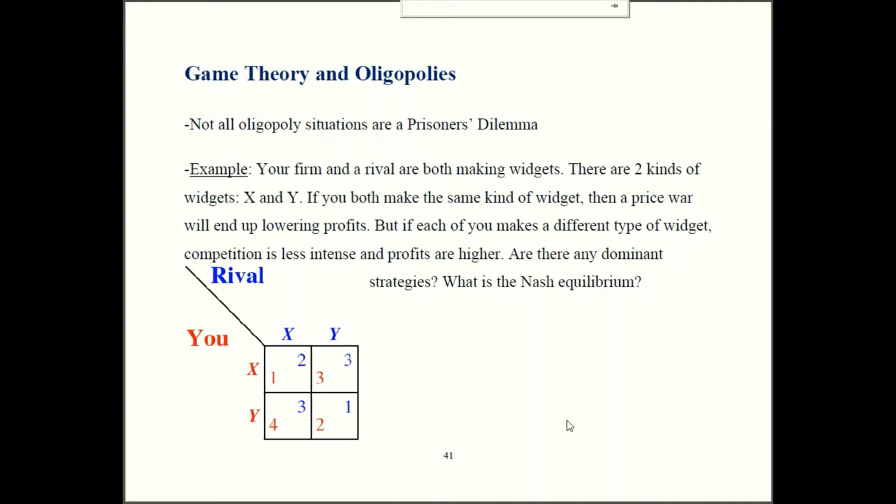So the game theory model is as follows. Here are the payouts for you and the rival firm, depending upon what kind of widgets you're making. Same problem as before: look for dominant strategies and look for Nash equilibria. So go ahead and stop the video here and think about that. All right, I assume you have worked through the problem by now, so let's go over the answer.